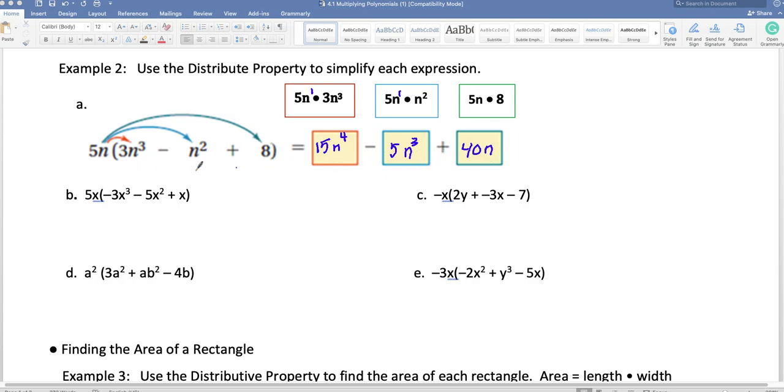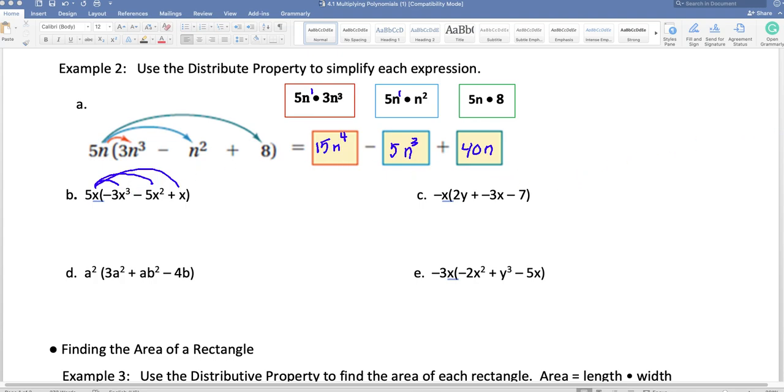Okay, we've got a couple more examples. So down here, I draw these loops so that I can keep track of what I'm multiplying. If you don't want to draw them, that's up to you. So that goes to that. That goes to that. And that goes to that. And it helps me keep track. I've got 3 monomials in here, so I'm going to multiply 3 times. So 5x times negative 3x cubed.